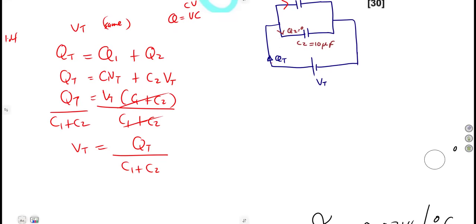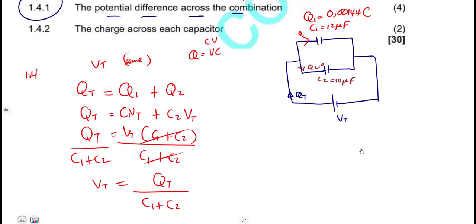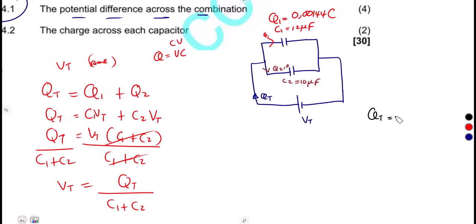If you check the presentation that I've done from another example, I worked it out in another way where you can calculate QT, because QT is simply the sum of Q1 and Q2. Q1 is 0.00144, and Q2 is 0, so our QT is this in coulombs. And we know that QT is the total capacitance times the total voltage.